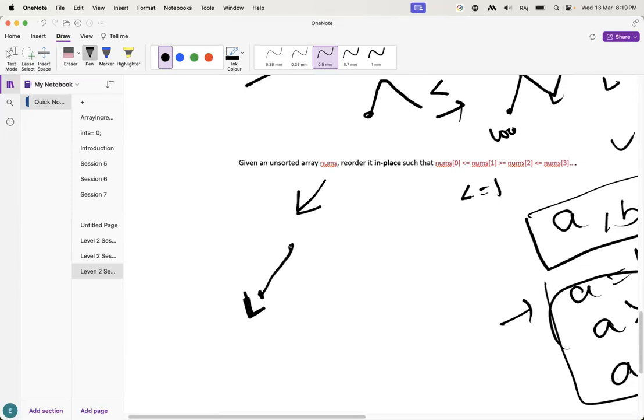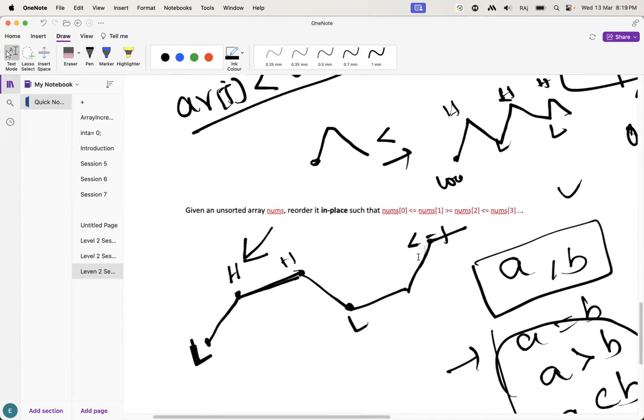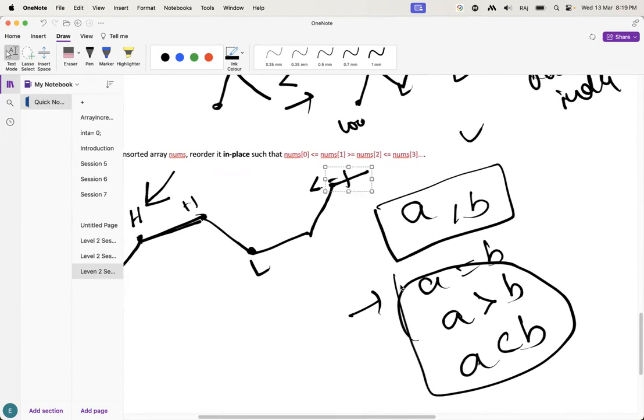And high, and maybe the same high and again low, maybe low, maybe high, and it continues like that. That's why they have given less than or equal to here. You can see, greater than or equal to. This is very simple, guys. If you know these three conditions, you can solve that problem.